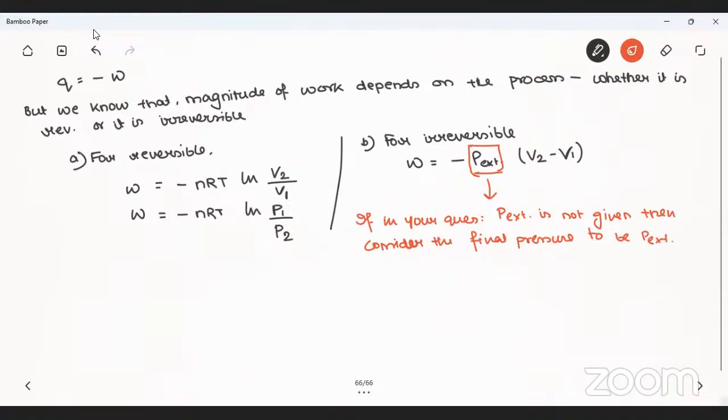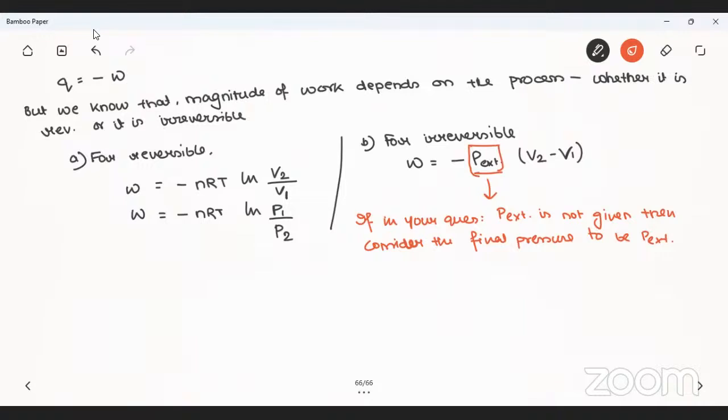So, is this part clear? These are the different formulas you can use to calculate the work done for the reversible isothermal process and the irreversible isothermal process. Is this part clear? Yes, ma'am.